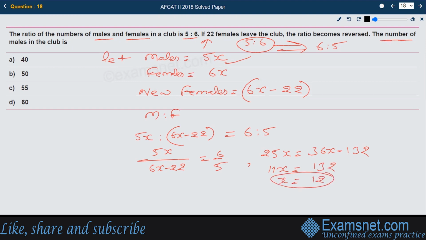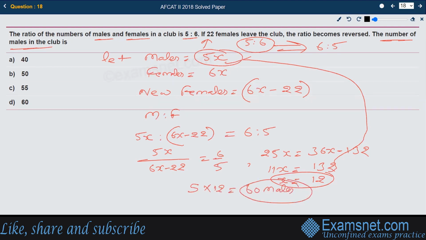And he had asked the number of males in the club. So the number of males was what we had assumed, 5x. Using my x, if I find 5x, it's going to be 5 into 12, that is 60 males. So this is the answer, 60 males, which is option number D, that is the right one.